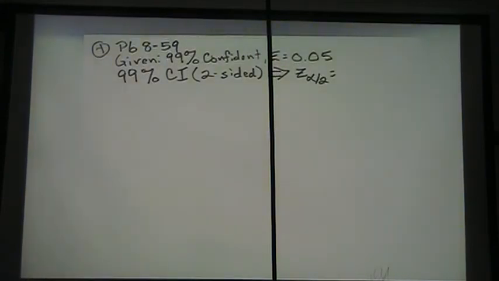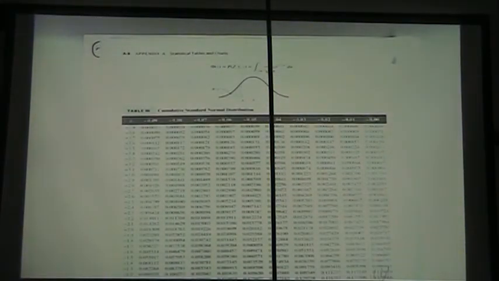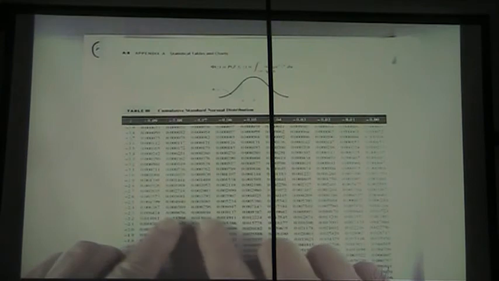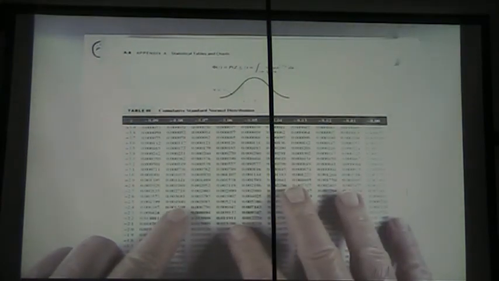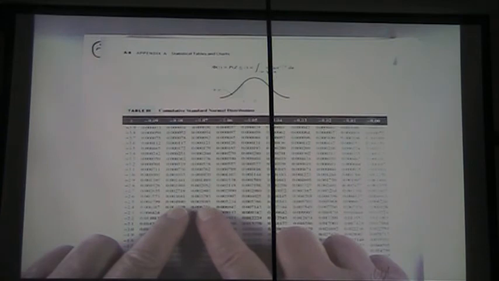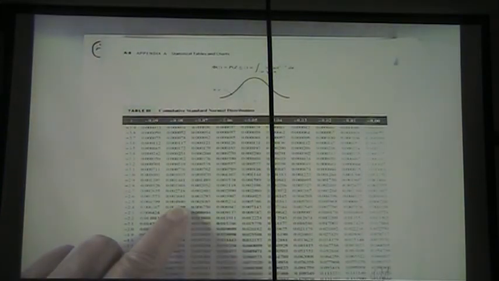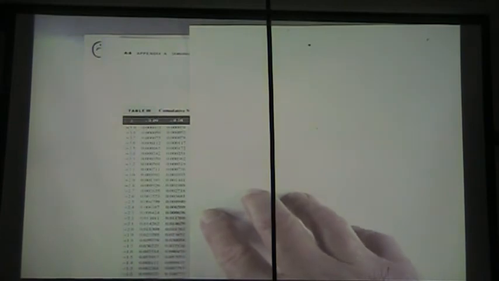Luckily I've forgotten, so we'll spend a moment here with our Z, our standard normal distribution table. All right, so I'm looking for 0.005. Right, and that is just pretty darn close. In fact, that is closer than the next probability over.